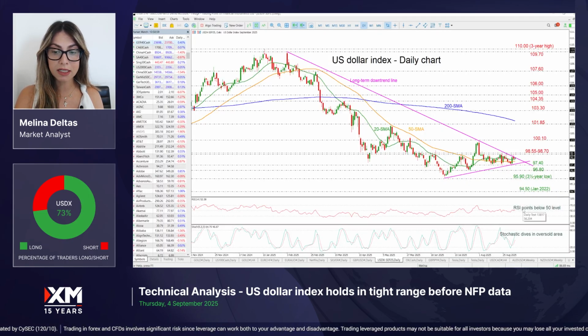Now the RSI is pointing slightly up above the 50 region. The stochastic is moving higher, both confirming this recent upward move that we have today. But I think it will be more important to have a closing session above this resistance area here to confirm that we may see some more notable gains, maybe until the 100 level.